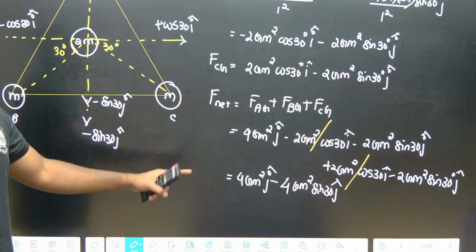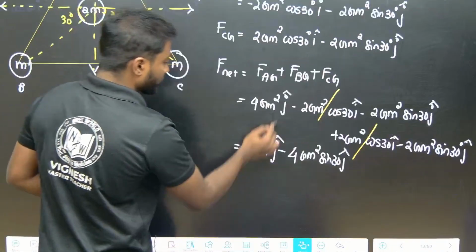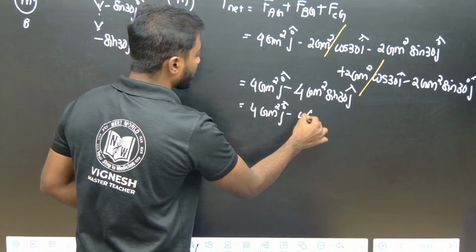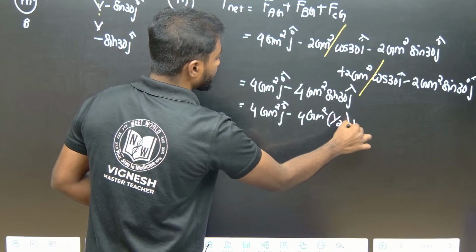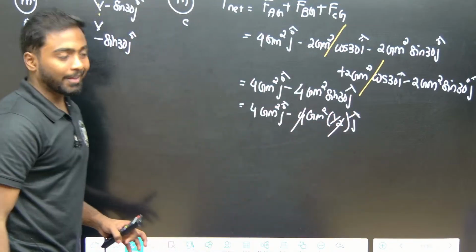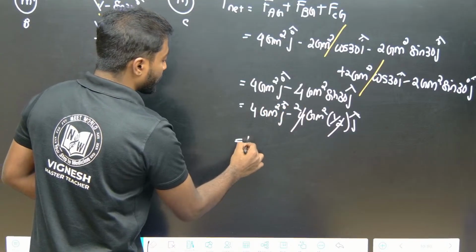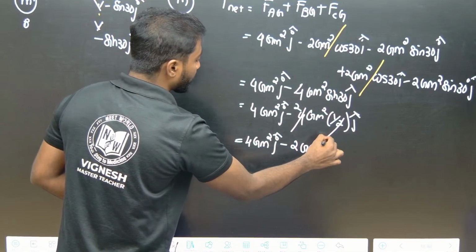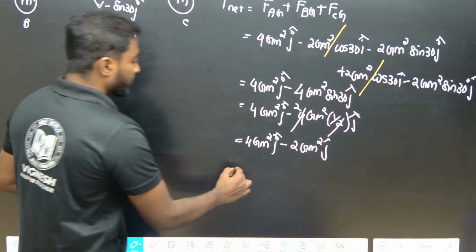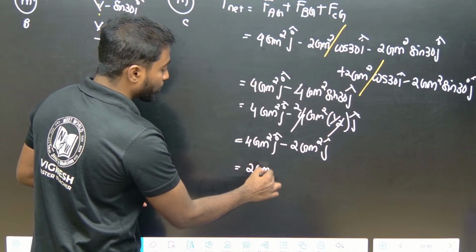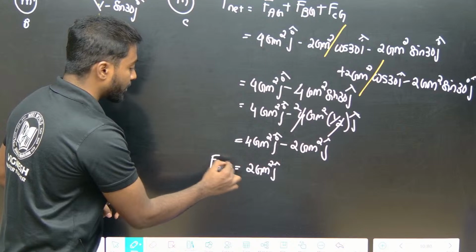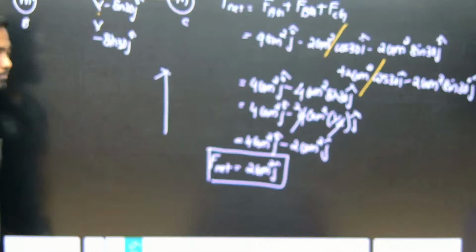What is sin 30? It is 1 by 2. So 4g m square j cap minus 4g m square into 1 by 2 j cap. So 2 and 4 will get cancelled, like 2 times, right? So it is 4g m square j cap minus 2g m square j cap. So both are j only, right? So the final answer will be 2g m square j cap. So it is in the positive direction. So F net will be towards up. It will be towards up, right?